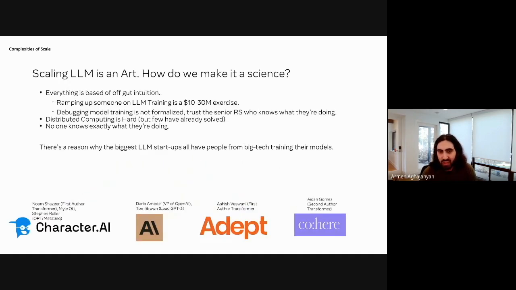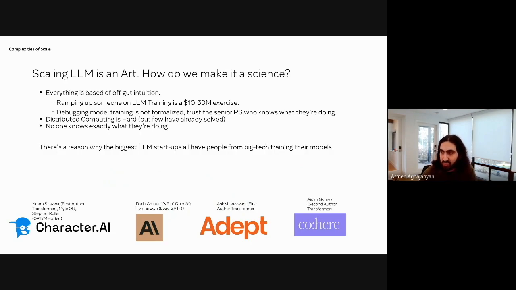There's just a ton of complex questions that we don't have good answers for. Because of that, I have this strong claim that as of now, scaling large language models is mostly an art. And fundamentally, we need to make this science. Everything that we do is based off of gut intuition. Ramping someone up on large language model training, if you look at AWS costs, is a really, really expensive exercise. Debugging model training is not formalized. Usually you just trust the senior research scientist who knows what they're doing, and you take their word, right? We don't have formal ways to debug anything.